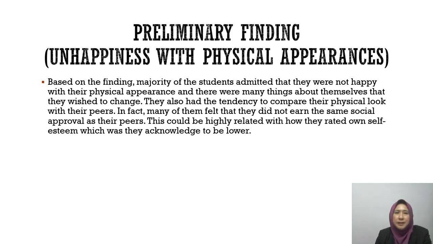Preliminary finding: unhappiness with physical appearance. Based on the findings, the majority of the students admit that they were not happy with their physical appearance, and there were many things about themselves that they wish to change. They also have the tendency to compare their physical look with their peers. In fact, many of them felt that they did not earn the same social approval as their peers. This could be highly related to how they rated on self-esteem, which was acknowledged to be lower.